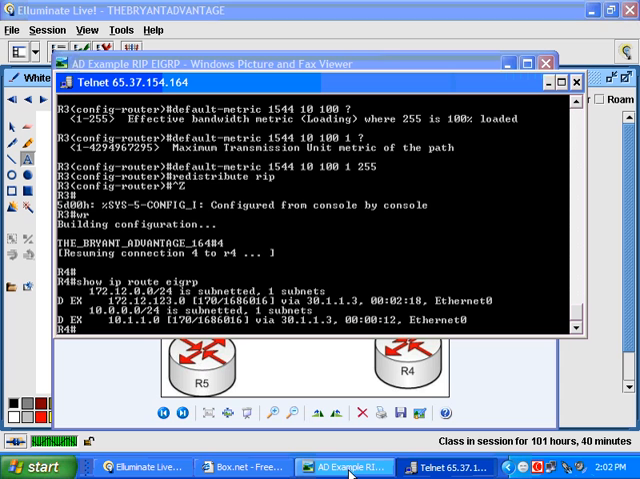A couple of things to note here just to reinforce what we've already talked about. You see the DEX next to those two routes. That means that these are external EIGRP routes. They were learned by redistribution. And the AD, as you see inside the brackets, the first number is the AD, and it's 170. And you have to keep these in mind.